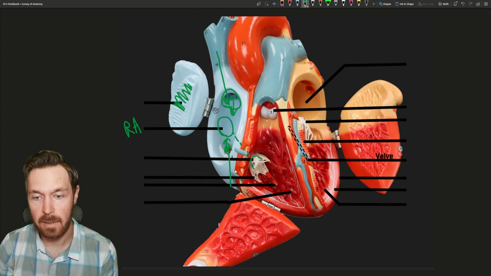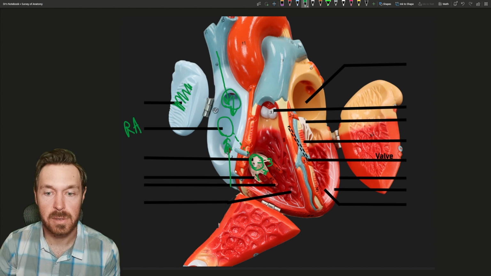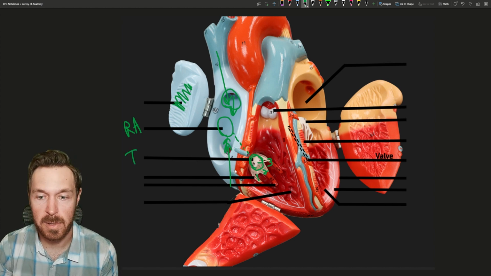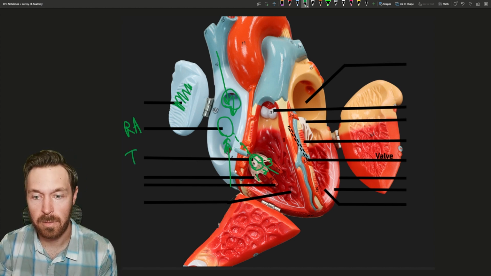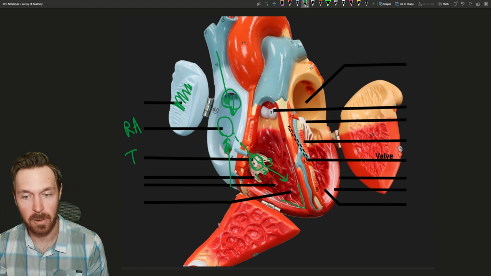But here there is a valve down here. This first valve we have, it has 1, 2, 3 cusps on it. So this one is the tricuspid valve. So blood will come through that valve and into this chamber, which is the right ventricle. You kind of see that V look right here.